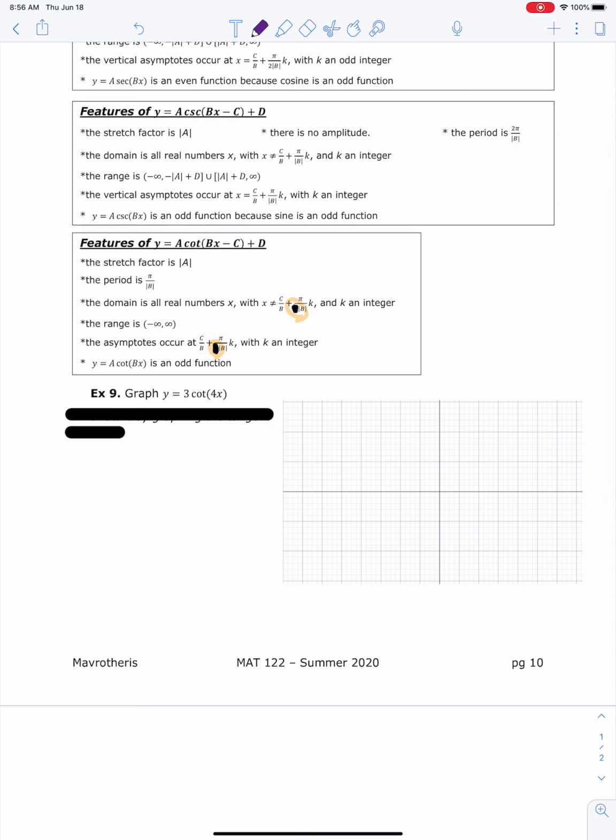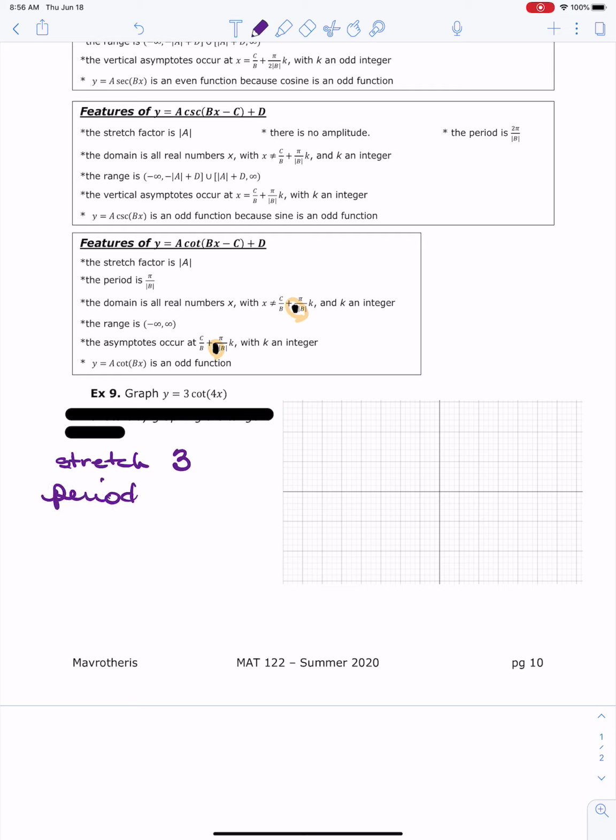Anyway, so example 9, let's take a look at how we're going to graph y equals 3 cotangent 4x. So we're going to pull some stuff out of this equation. You notice there is no phase shift here. Cotangent is not one of those ones that we graph a ton. The phase shift and the vertical shift will work exactly like when you graph tangent. Okay? So we're going to focus on just what the cotangent graph looks like. So we have a stretch factor of 3.